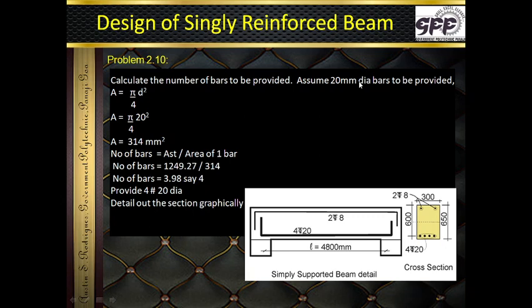We over here assume 20 mm diameter bars to be provided. Area of 1 bar: since it is a circle, area is pi by 4 into d square. Area is pi by 4 into 20 square, or area is 314 mm square. How many bars are required for this area, that is 1249.27? It will be 1249.27 divided by 1 bar, that is 314. So the number we are getting is 3.98. Round it off to 4 number of bars. So provide 4 bars of 20 mm diameter.